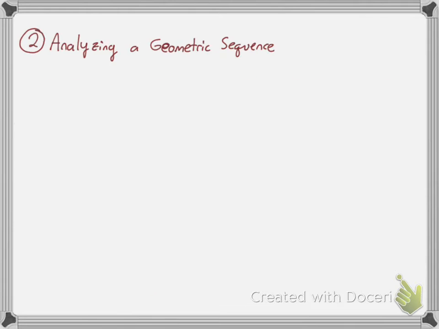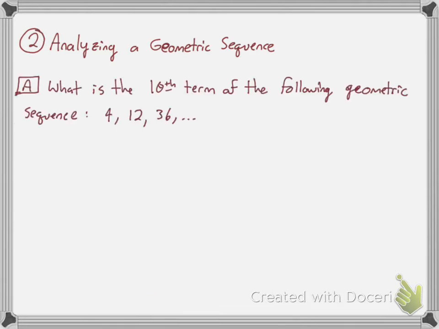Next, let's analyze a geometric sequence. What is the 10th term of the following geometric sequence? So I'm starting with 4, going to 12, going to 36, and I want to figure out what the 10th term is. So my first term here is 4, and my common ratio looks like it's 3.